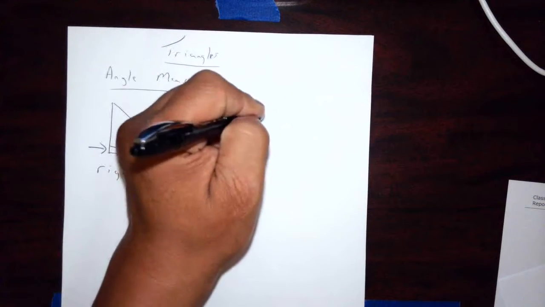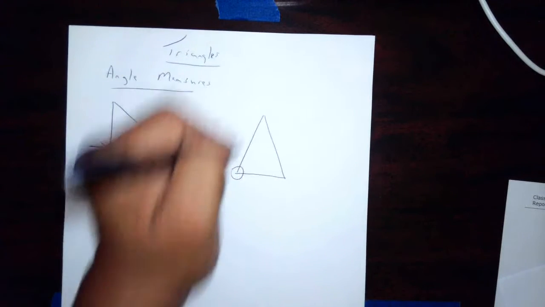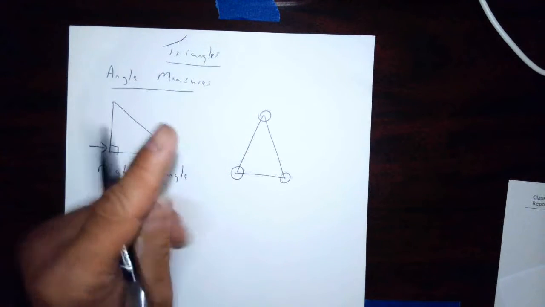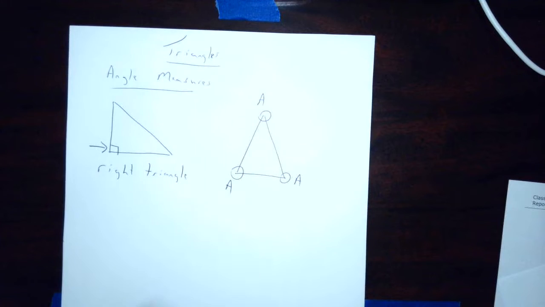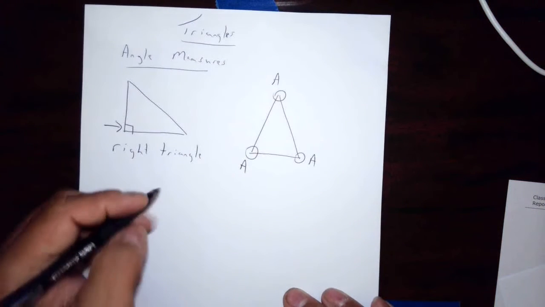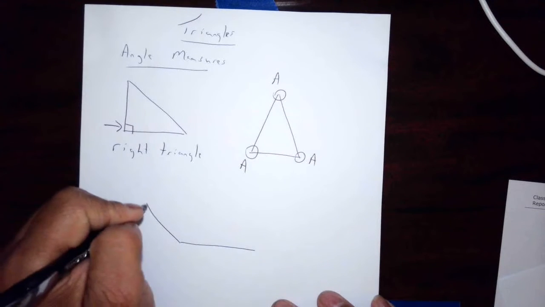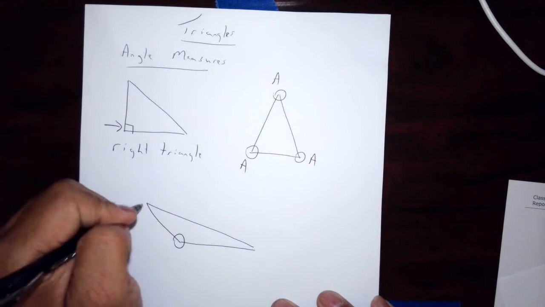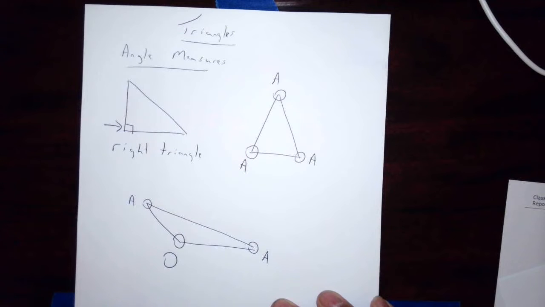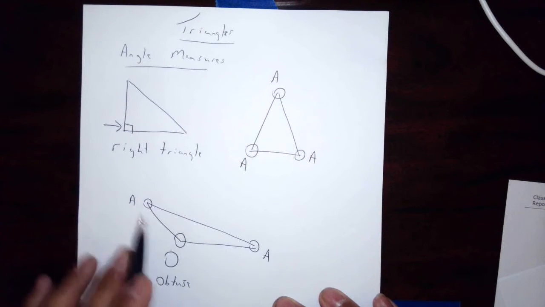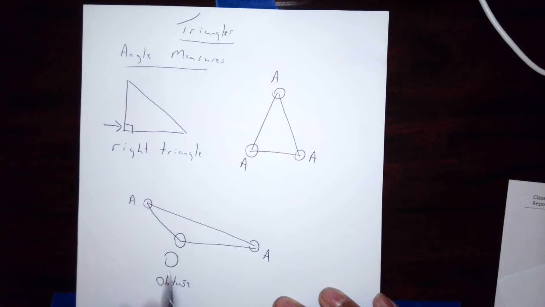An acute triangle: see how all of these angles, they're small, they're little? Aw, how cute. This is an acute triangle. For an obtuse triangle, right here, obtuse, acute, acute, but this is an obtuse. All obtuse triangles will have one obtuse angle and two acute.